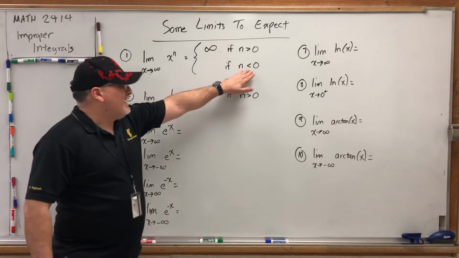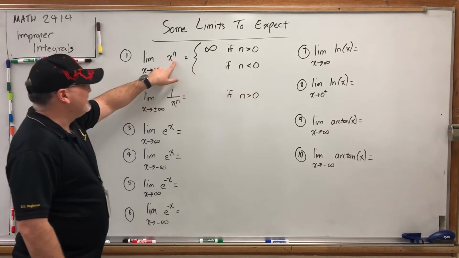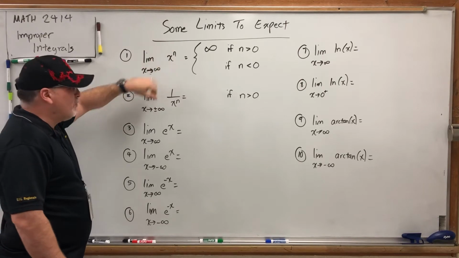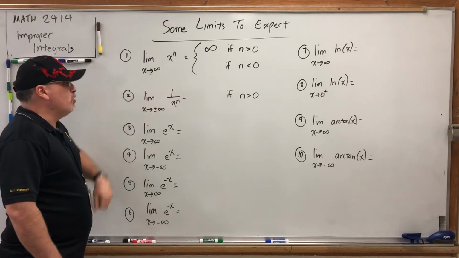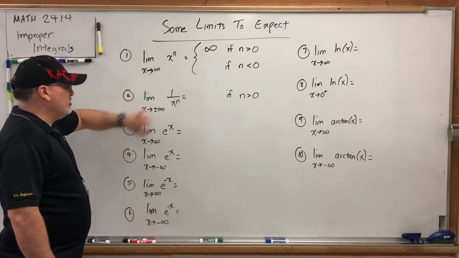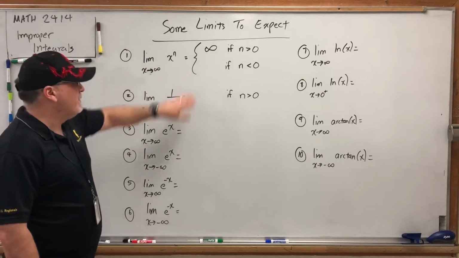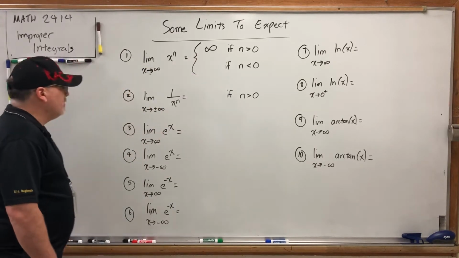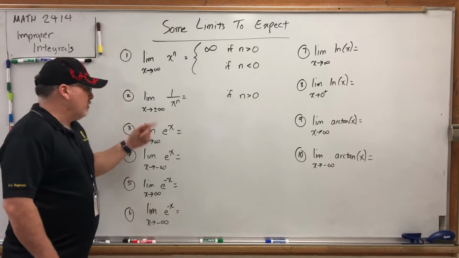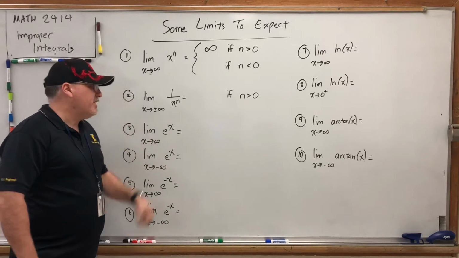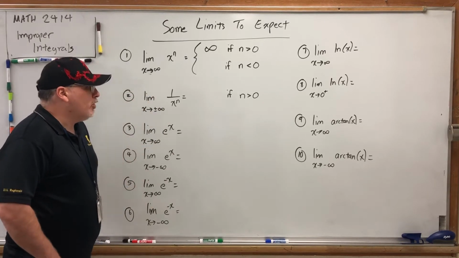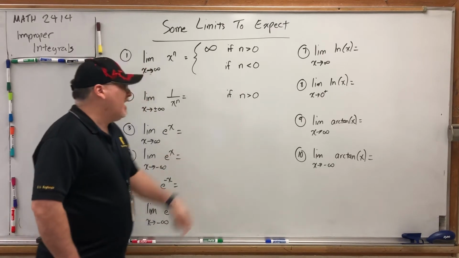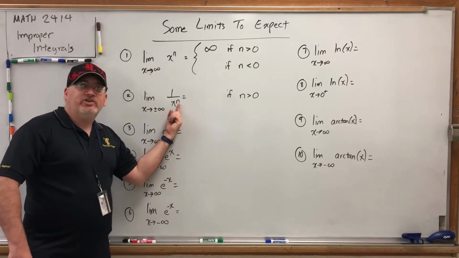However, if my n is less than 0, then that means this is a negative exponent which reciprocates it. In other words, it turns it into one of these. So maybe we should go and answer number 2 before we go back to number 1 and finish the second half of this. Number 2, the limit as x approaches positive or negative infinity of 1 over x to the n power, if that power is positive. If you have a positive exponent in the denominator.